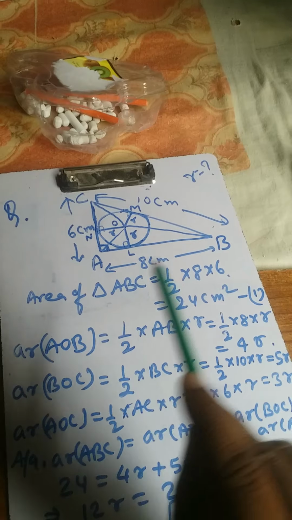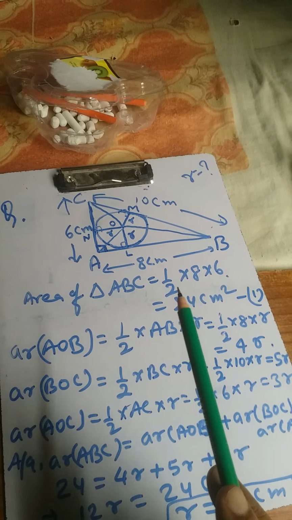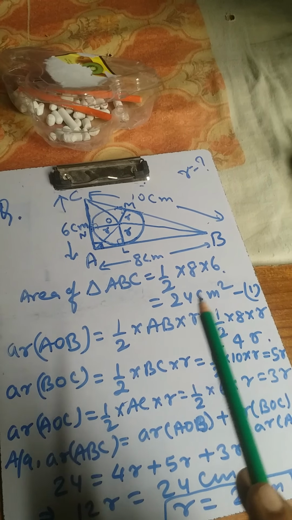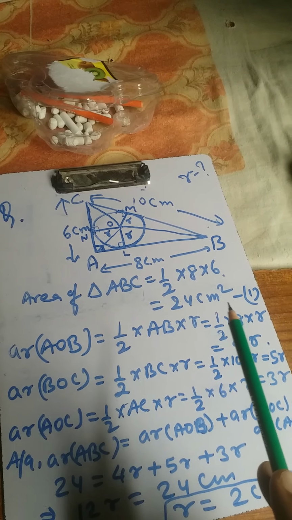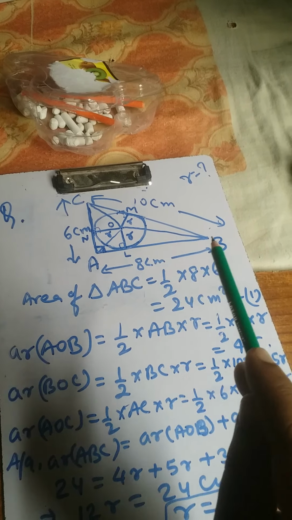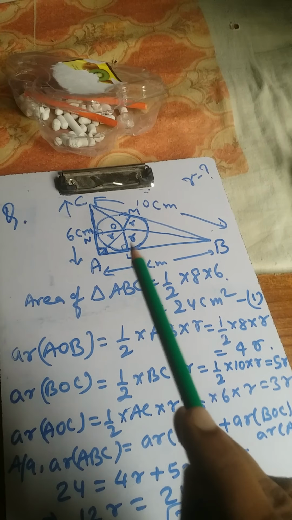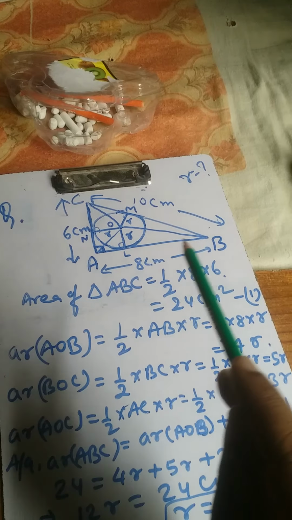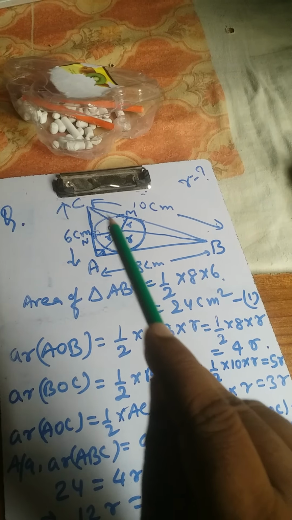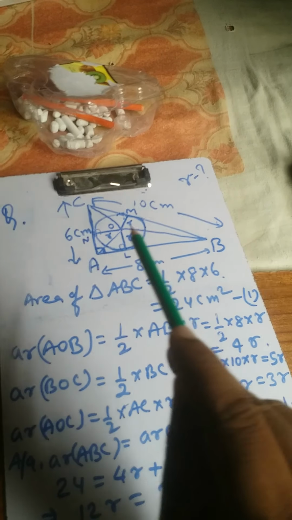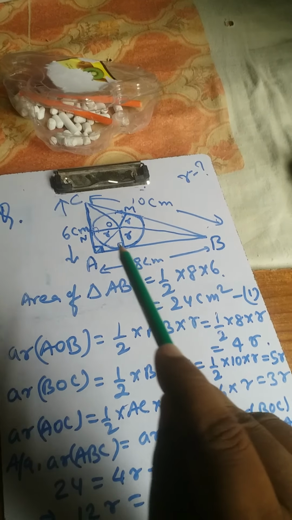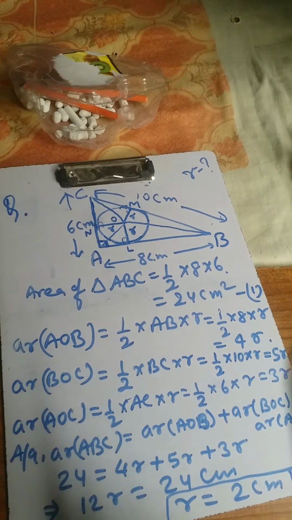Now we have to find r. So first find the area of triangle ABC. Half into base into height, half into 8 into 6, that means 24 centimeter square. Now if we join this O with A, then B, then C, you can see 3 triangles are there: triangle OAB, triangle BOC, and triangle COA. If you add all these triangle areas, we get the ABC triangle area.